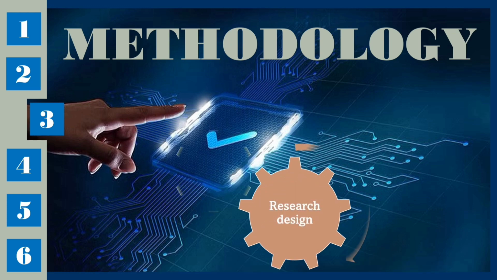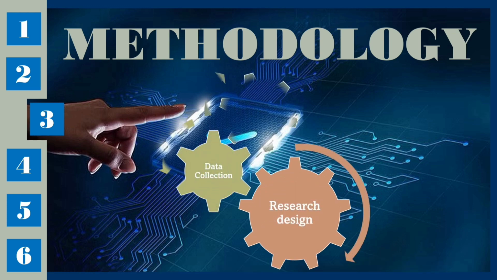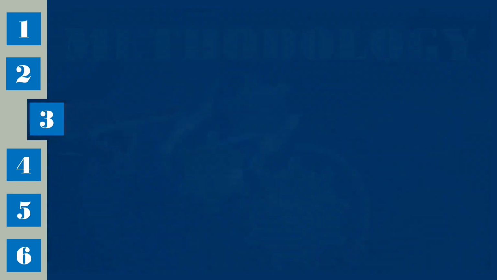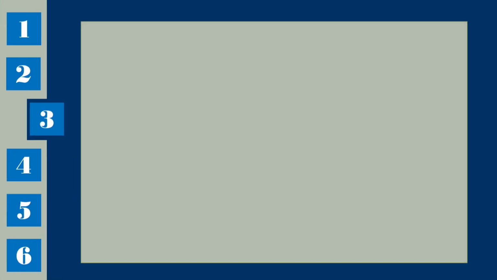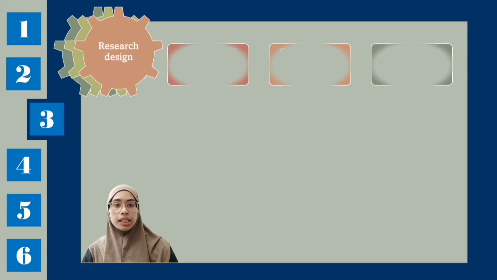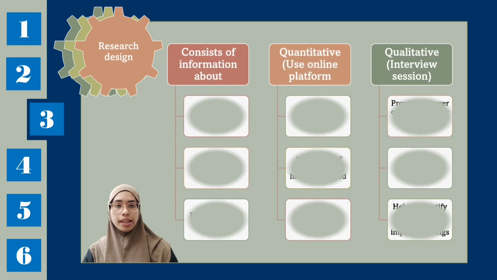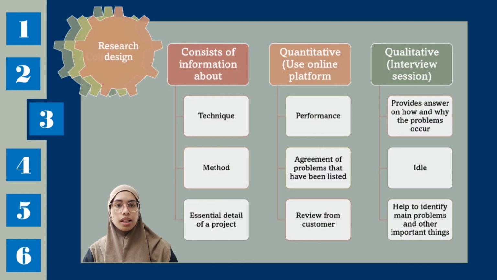Next is the methodology part. It consists of research design, data collection, and data analysis. So let's discover what research design is. Research design consists of information about the method, technique, and essential details of a project. We decided to use qualitative and quantitative research design in this project to identify the main problems, the main causes, propose a solution, and evaluate the solution.